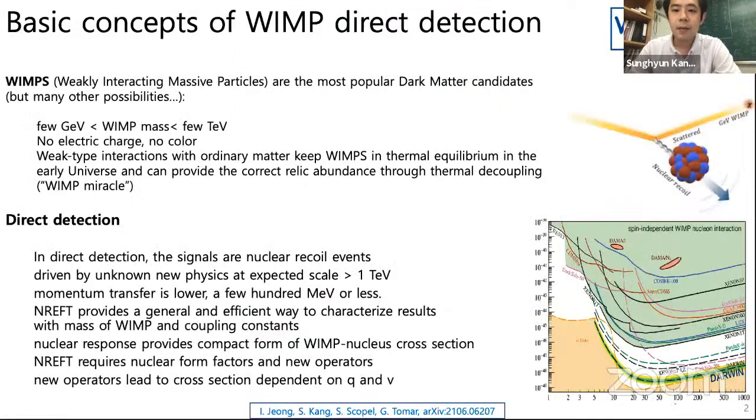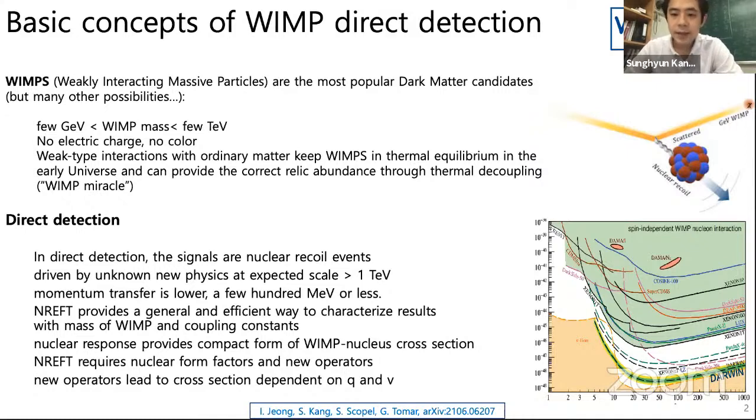Let me start with basic concepts. As you know, around 23% of the total mass density of the universe and more than 90% of the halo of our galaxy are believed to be composed of dark matter. And WIMP, weakly interacting massive particle, is one of the most popular candidates. It interacts at the weak scale with ordinary matter and can provide the correct relic abundance. Therefore, worldwide experimental effort is underway to detect WIMPs.